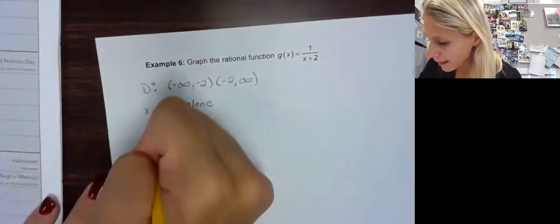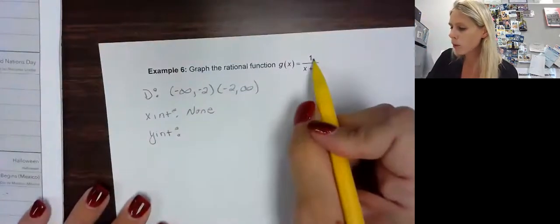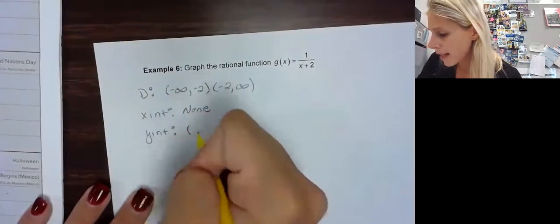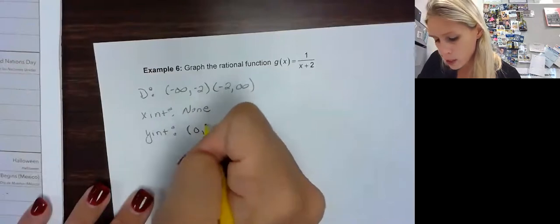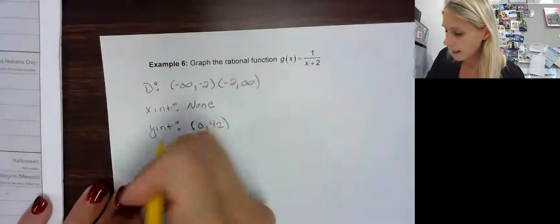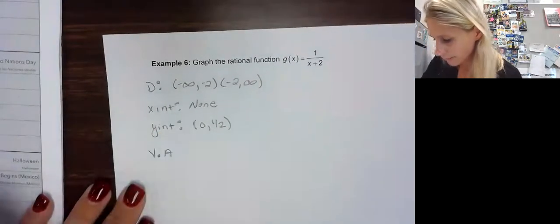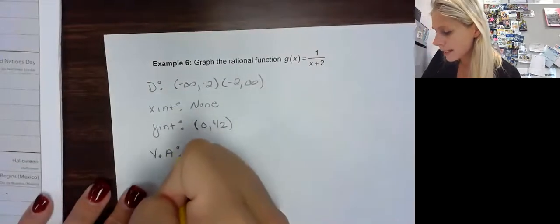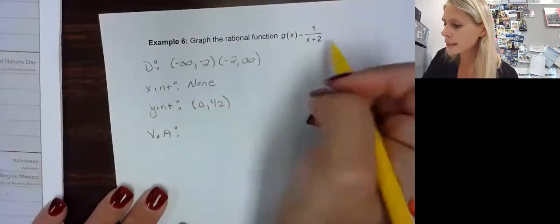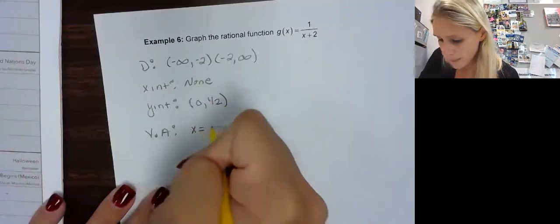Y-intercept. Y-intercept, remember, is when we set x equal to 0. So we would have 1 over 0 plus 2, which is 1/2. Remember to make that a coordinate pair, so it's (0, 1/2). Okay, vertical asymptotes next. So that's setting the denominator equal to 0 and solving. If you set x plus 2 equals 0 and we solve, we get x equals -2.